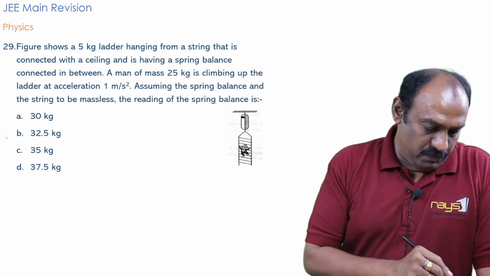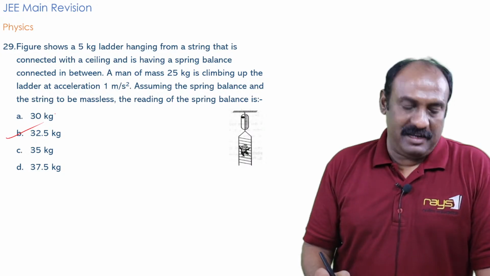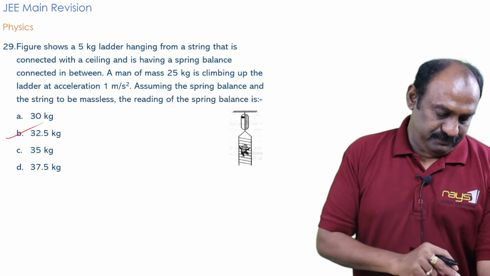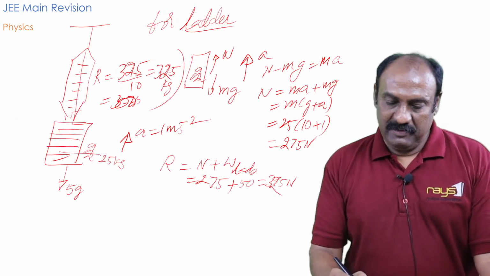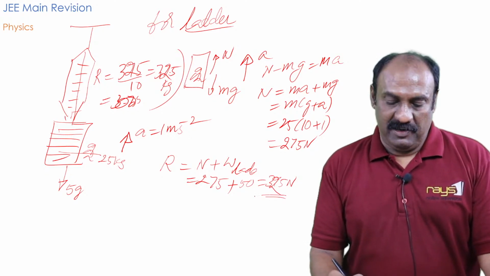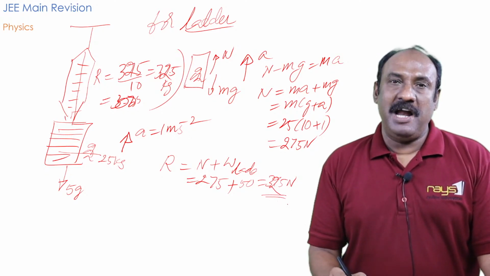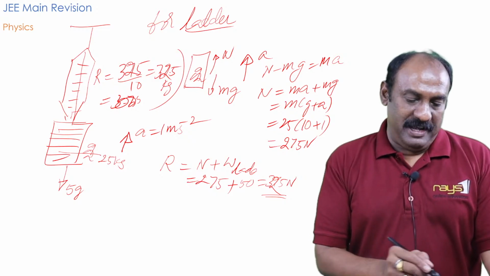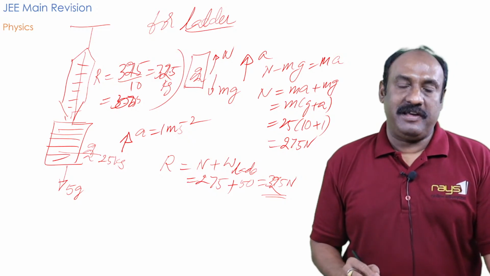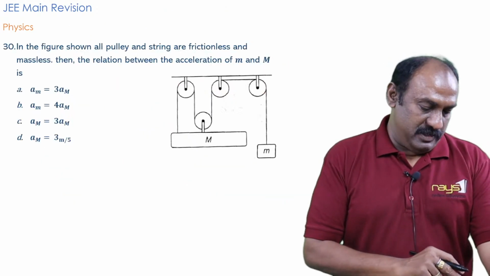So, 32.5 is the answer for question number 29. So, it is 325 Newton, that is 32.5 kg is the reading shown. 32.5 kg is the answer for question number 29.